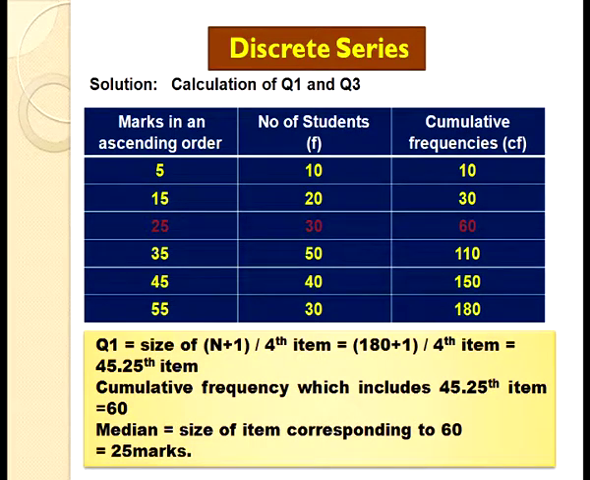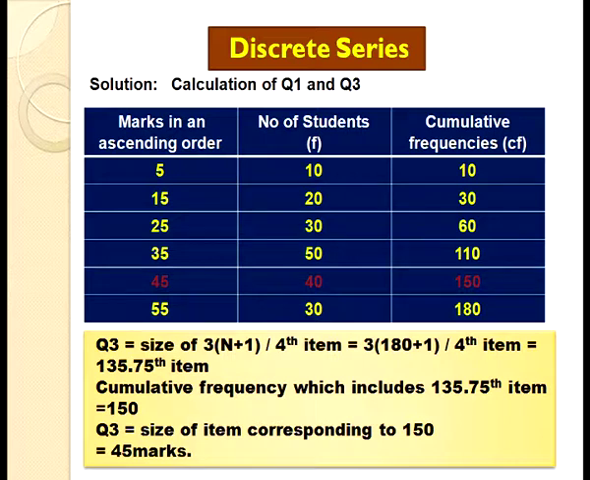So, students, we can compute Q1 as size of (n plus 1) by 4th item. Over here n is 180. So, we have written 180 plus 1 by 4th item. Now, this gives us 45.25th item. Now, we are going to look this into cumulative frequency. You can see I have highlighted the whole row for you. It comes into 60. Now, we look for the corresponding item value in the marks, that is 25. So, students, Q1 comes to 25 marks. In this way, we have computed Q1 in case of discrete series.